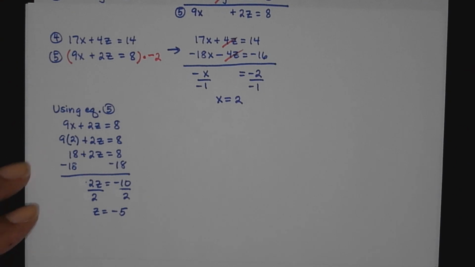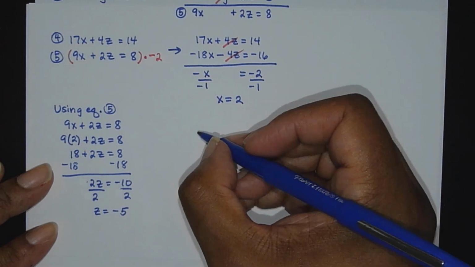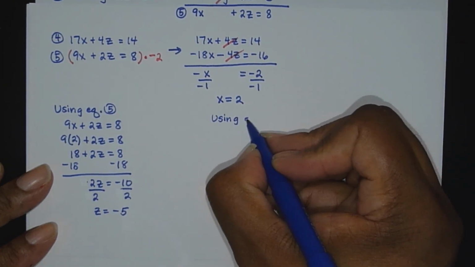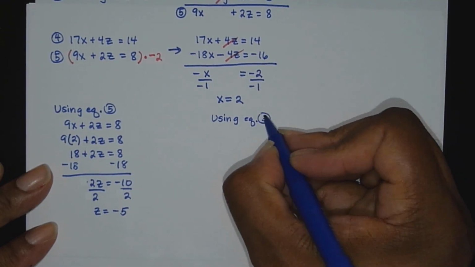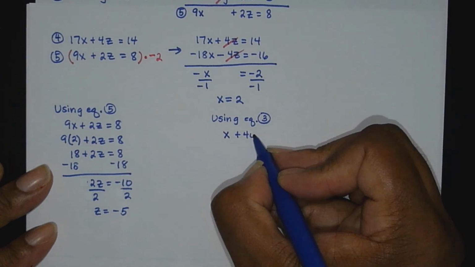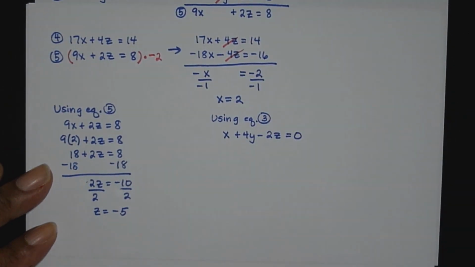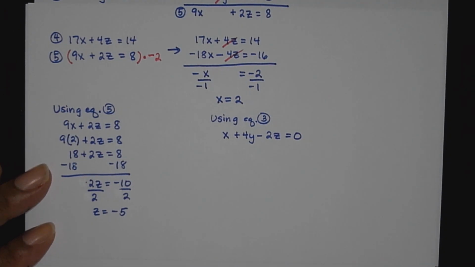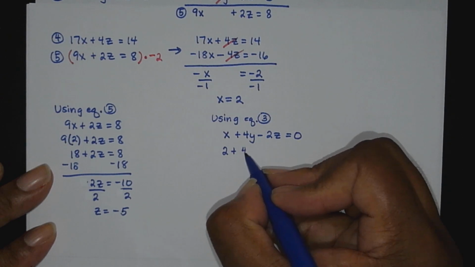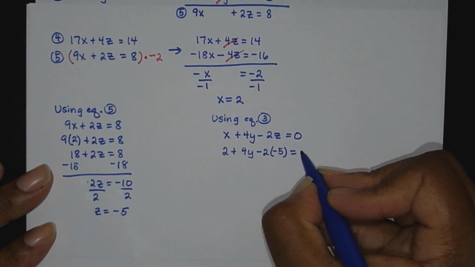Now I need to go back to one of my original equations, either equation 1 or equation 2, to find out what y is. And I'm going to use equation 3. So here, that equation 3 was x plus 4y minus 2z is equal to 0. Replace the x with 2 and the z with negative 5. So here, this will be 2 plus 4y minus 2 times z, which is negative 5, equals 0.